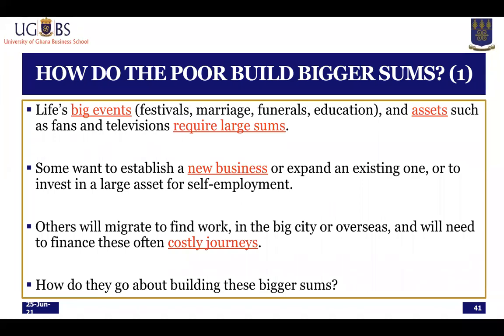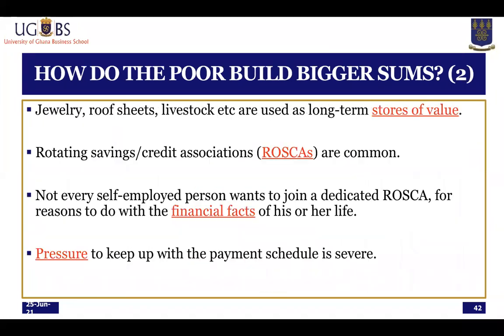So when it comes to building these bigger sums, the poor are usually quite disadvantaged, and that's actually part of the reason why you need to understand them well, to be able to arrive at the appropriate products and services that you should give to them. Sometimes instead of banking, they are likely to buy jewelry, or invest in roofing sheets, livestock, etc. That's what they use as their store of value. You normally don't find them doing a lot of banking.